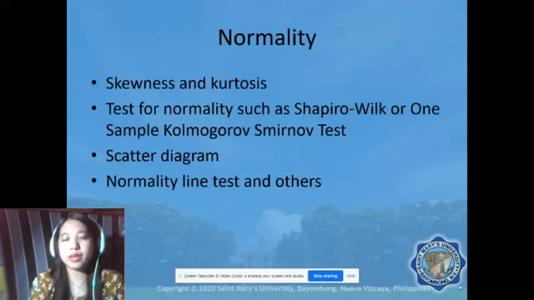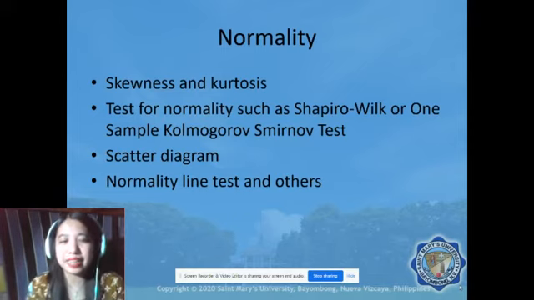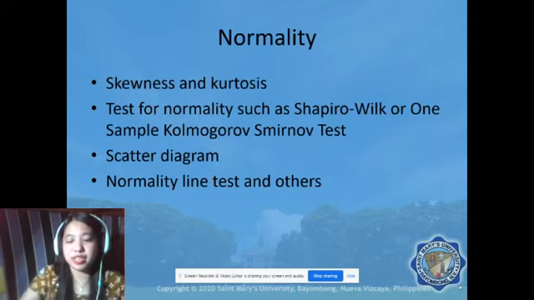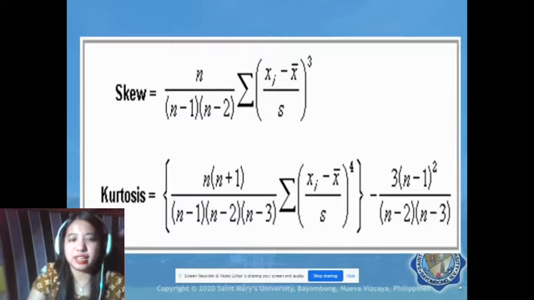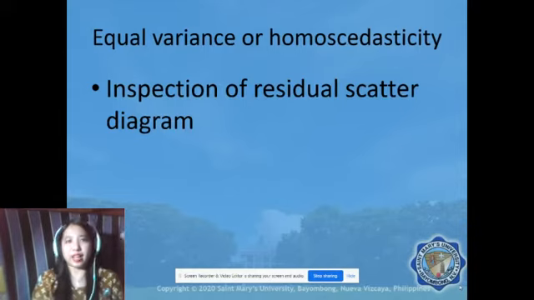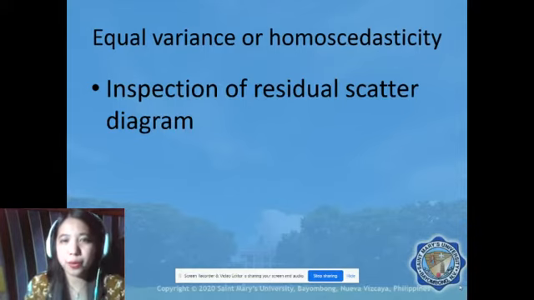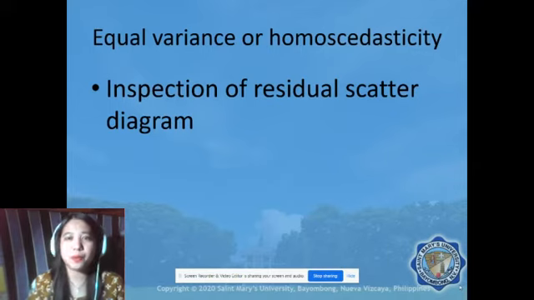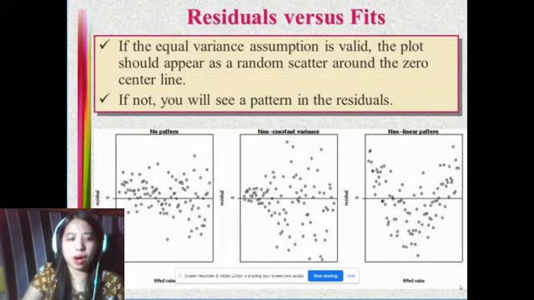While for normality, we do have several tests, or you can also use the normality line test generated using Microsoft Excel. These are some of the formulas that can be used to compute for normality, but we're not going to use that. And then for equal variance or homoscedasticity, we're going again to consider the inspection of the residual scatter diagram. Okay, so how to do that?